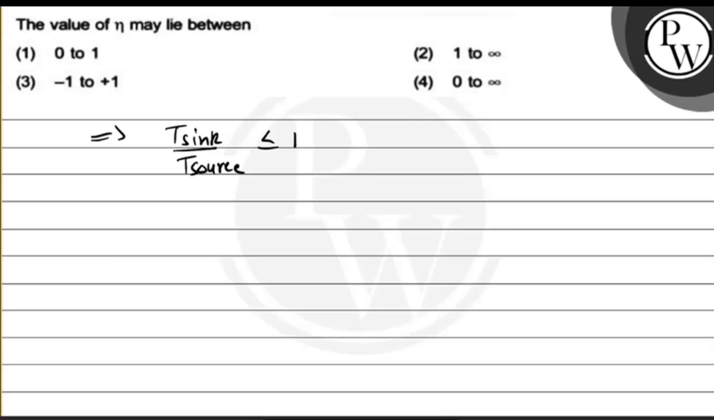Now for the case when T sink over T source is equals to 1, which is the extreme case, eta is equals to 1 minus 1, that is equals to 0. So what does it mean physically? Physically it means that the temperature of source is equals to the temperature of sink. So both are at equal temperature, so no heat flow, correct? So efficiency is 0. So this is the minimum case. Okay, now let's see the other case.